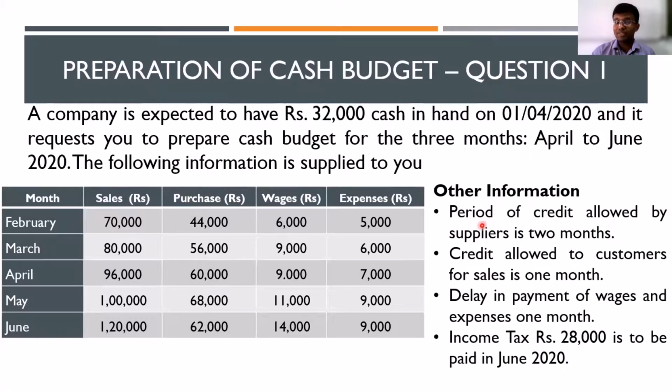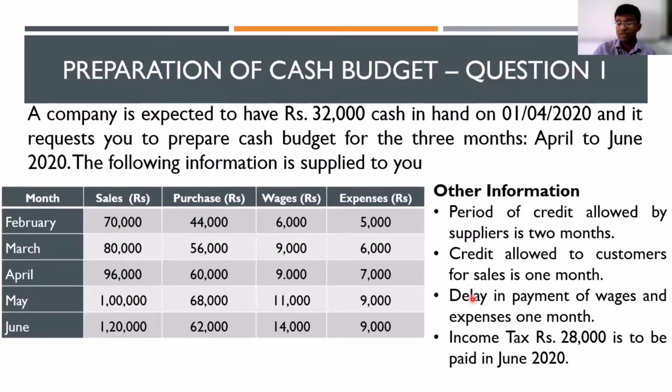Period of credit allowed by suppliers is 2 months. Now, remember, suppliers are giving us credit, and the credit is for 2 months. So this piece of information relates to which aspect? This will deal with purchase, because our suppliers are giving us a credit of 2 months.